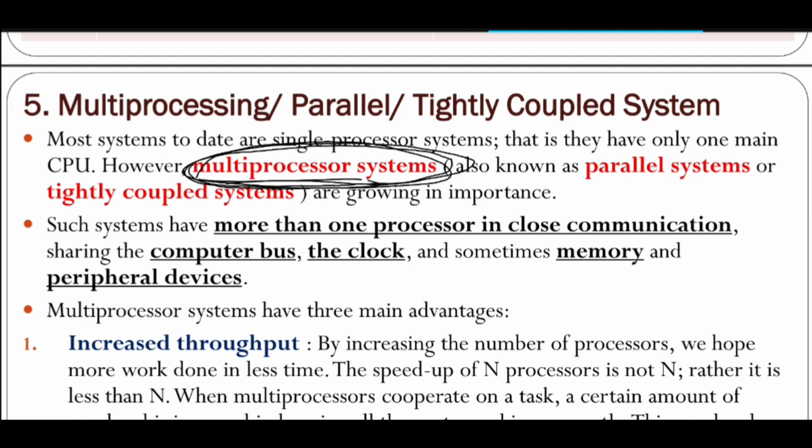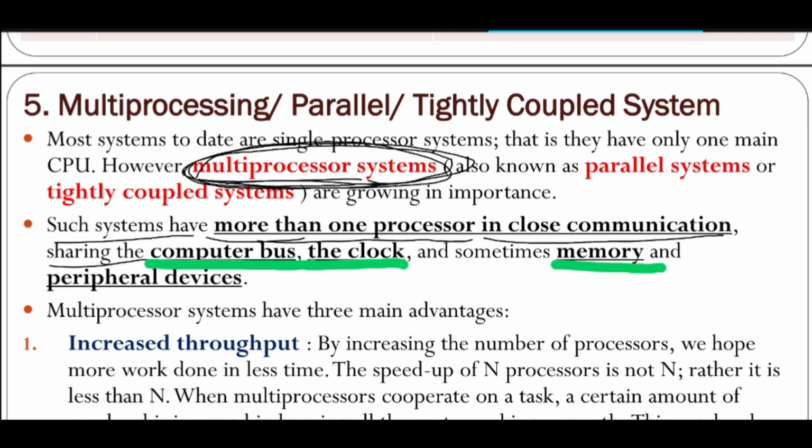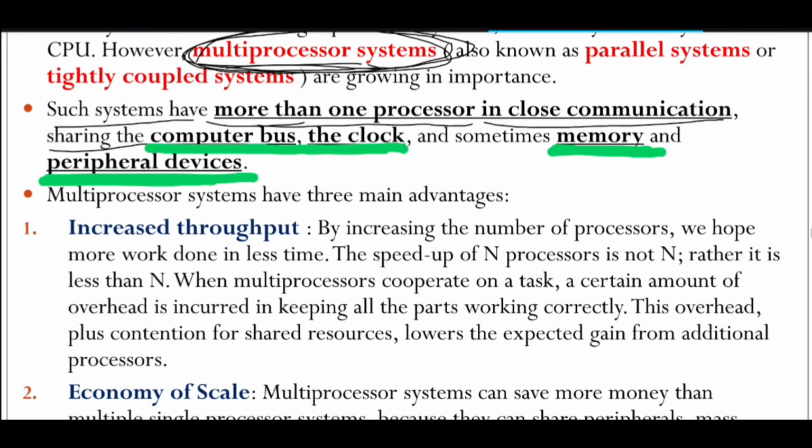Here the points are also written. Such systems have more than one processor in close communication, sharing the computer bus, the clock, the memory, and common peripherals. These all are common. Okay, the computer bus is common, the clock is common, the memory is common, and the peripheral device is common.